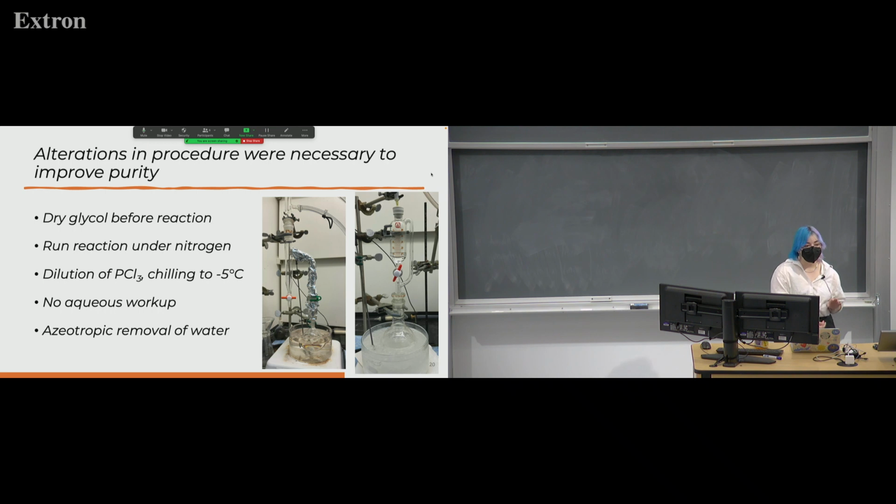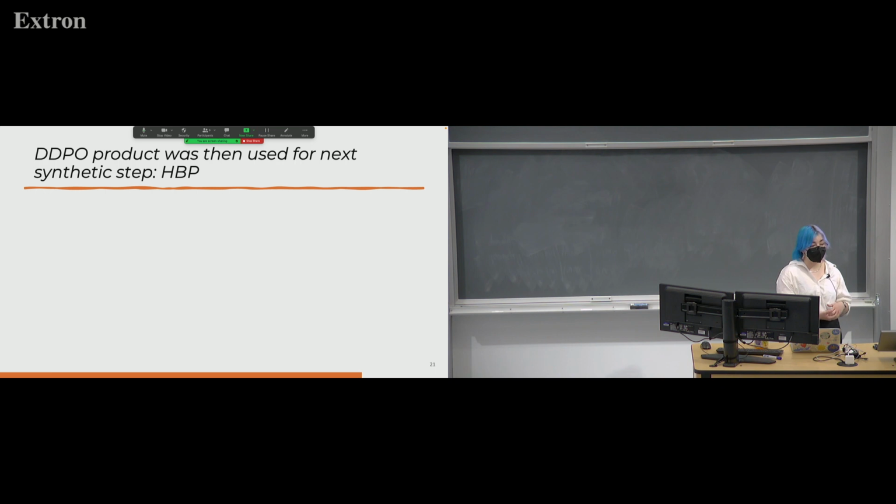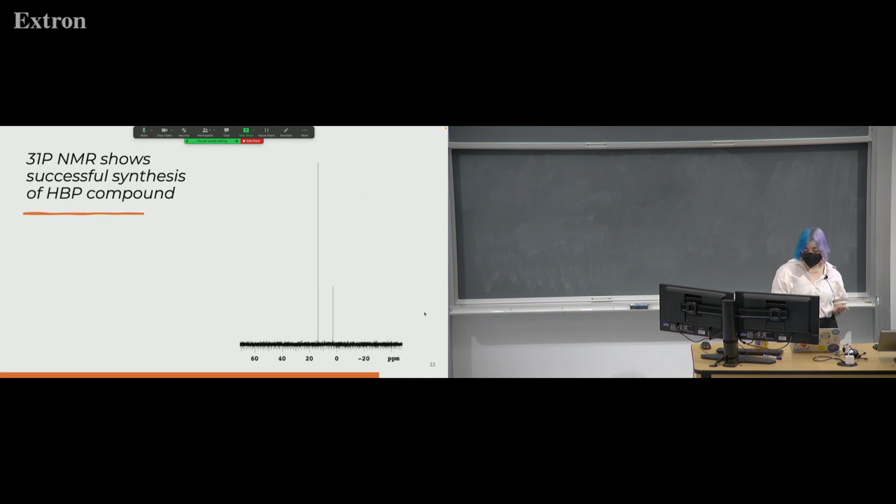So despite having to make a lot of changes and having a lot of different purity levels of my product, I was successful in making DDPO, and so I was able to move on to the next synthetic step using what I had made. I was able to then combine my DDPO with benzaldehyde and use catalytic butyllithium in order to form my hydroxybenzyl phosphonate compound. This worked out pretty well.